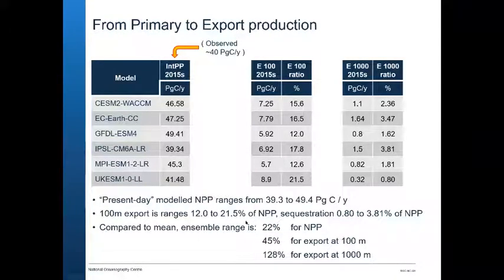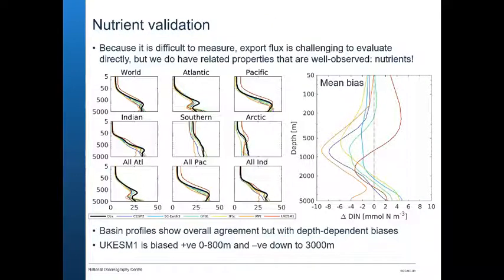If you look at, for example, the range of the ensemble compared to its mean, for primary production that's only 20%. But by the time you get to the sequestration level, the range of the models is 128% of the mean. So that's a very broad range of sequestration in the models. As I mentioned already, it's difficult to validate this because it's difficult to measure export in the oceans. However, what you can do is look at the other side of the equation: export flux is turned back into something, and you can look at that something. Nutrients are one of the things we can use for this.